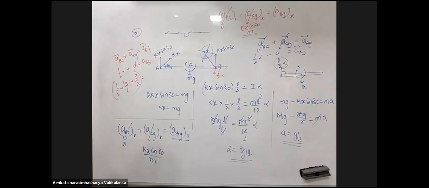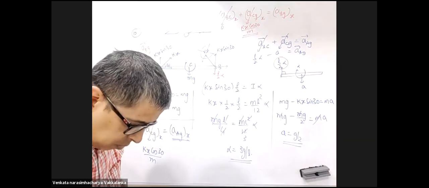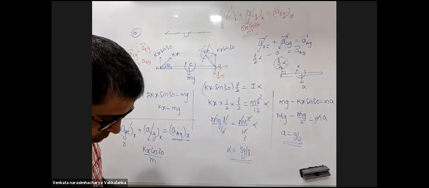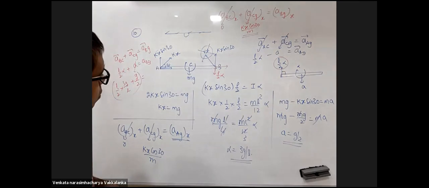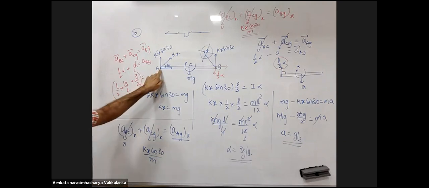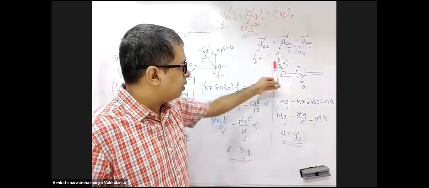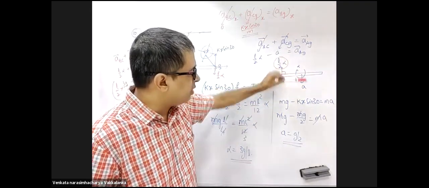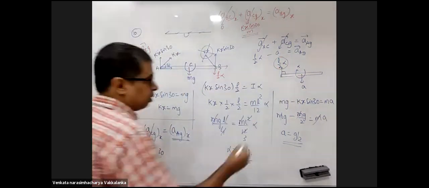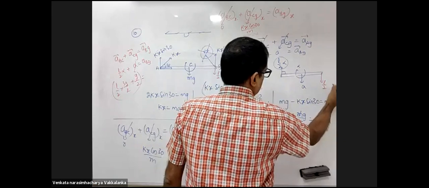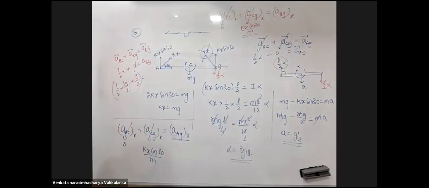So I still haven't understood why acceleration of A with respect to center of mass and B with respect to center of mass in x direction is zero. Acceleration of A with respect to center of mass, acceleration of A is L by 2 alpha. Right? Now its component in the x direction is how much? Zero. Did I answer your query?